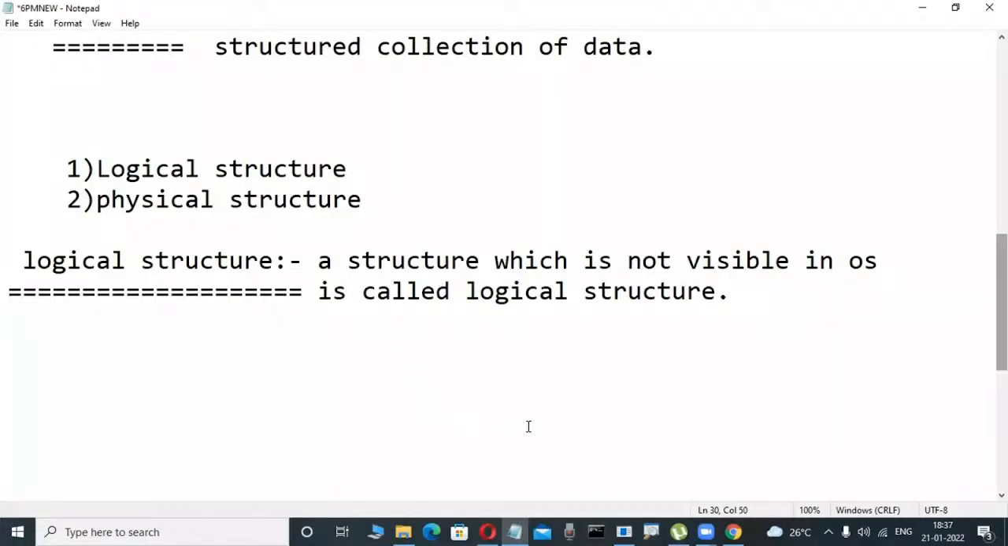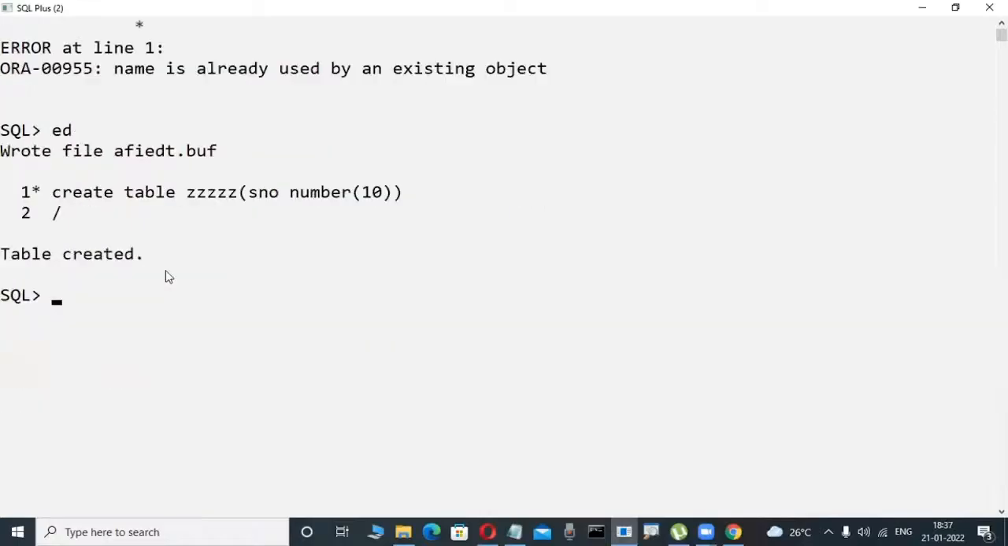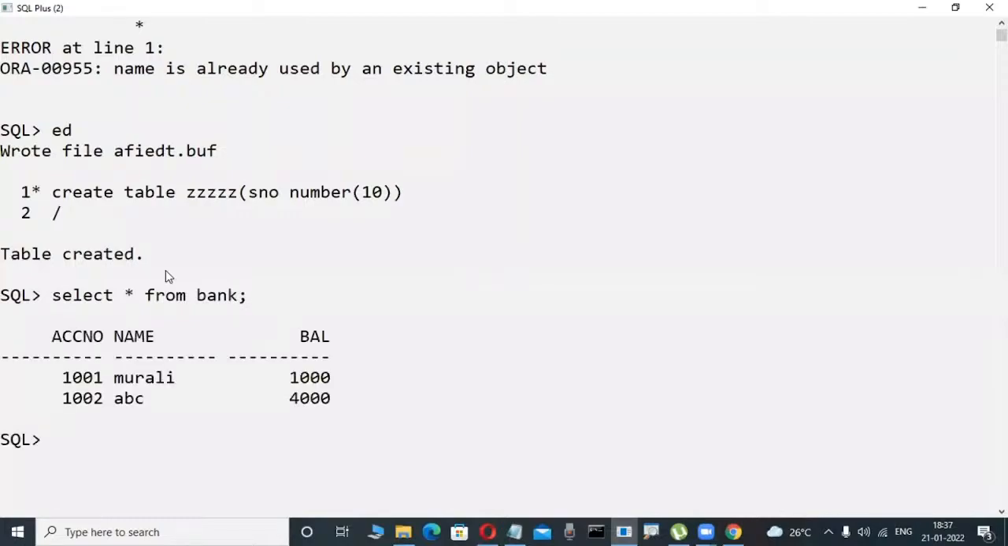That's why when you create a table, we are unable to view it in the C drive or D drive. But where is it visible? In a database. This is a database only, don't worry. In this database only, it is visible. So those tables are visible in the database, not visible in your C drive or D drive.